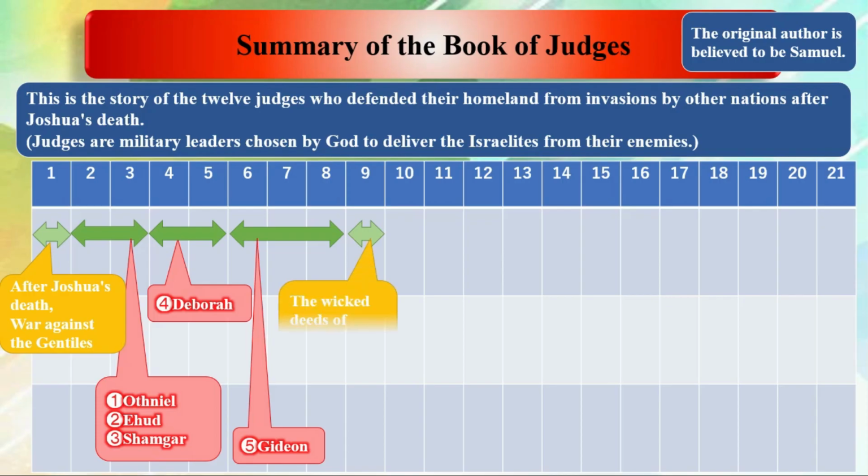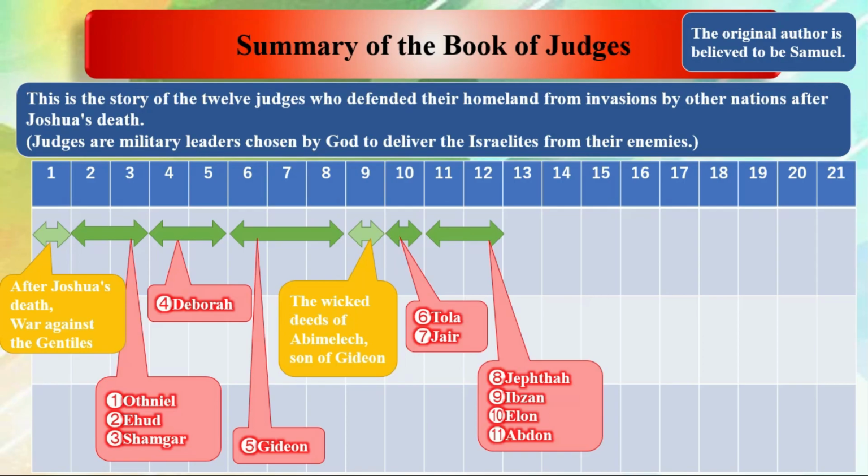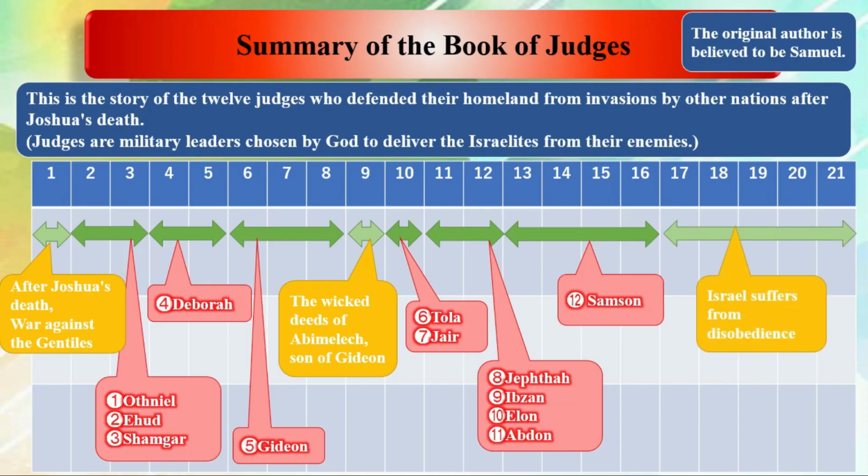Chapter 9 contains the wicked deeds of Abimelech, son of Gideon. Tola and Jair appear in chapter 10. Jephthah, Ibzan, Elon, and Abdon appear in chapters 11 and 12. Samson appears in chapters 13 through 16. Chapters 17 through 21 show Israel suffering from disobedience.